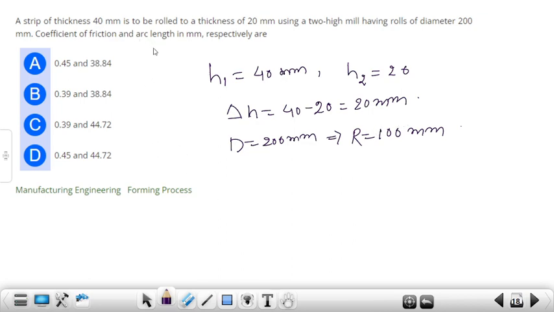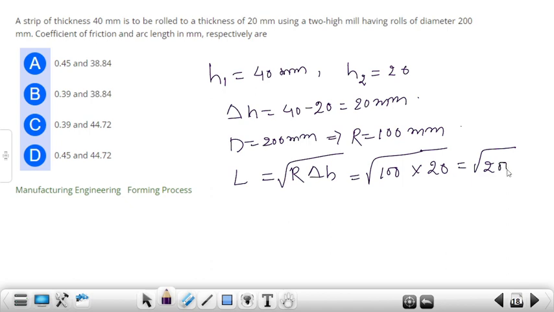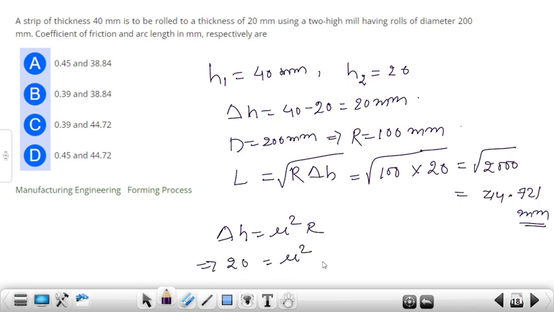So we know the arc length, that means projected length, will be given by the formula root over R del h. So root over R, given 100, into del h, the difference in thickness, which is 20, root over 2000, is equal to 44.721 mm. Next, we also know one formula, del h is equal to mu square R, where del h value is 20, mu square we have to find, and R is equal to 100.